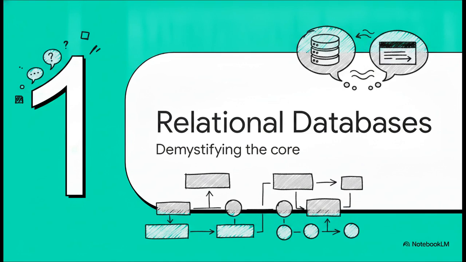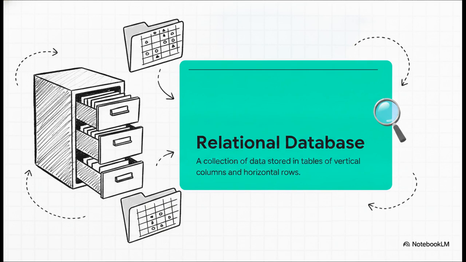All right, part 1, demystifying relational databases. Because before we can start speaking the language, we kind of need to understand what exactly we're talking to, right? At its core, a relational database is really just a collection of data stored in tables. Each of these tables has vertical columns and horizontal rows. It's that simple. If you want a visual, just picture a massive, highly organized digital filing cabinet. Inside that cabinet, you have folders. Those are your tables. And inside those folders are neatly organized grids of information.